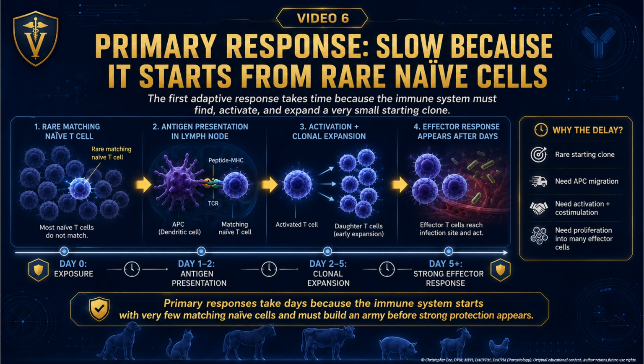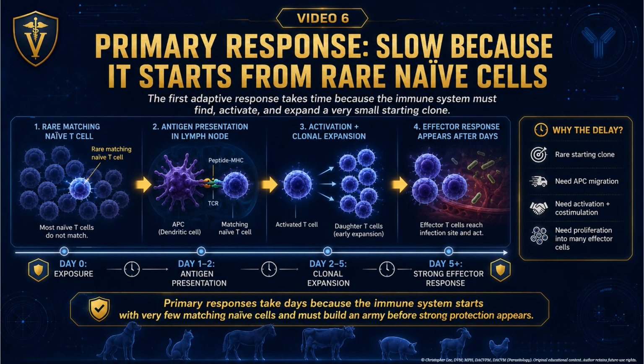Let's begin with primary response. A primary response is what happens when the immune system encounters an antigen for the first time. The problem is not that the immune system is lazy. The problem is that it starts with very few matching naive T cells. First, antigen enters the body. Then antigen-presenting cells capture and process it. Those APCs present peptide MHC complexes to naive T cells, often in the lymph nodes. The vast majority of naive T cells will not match that antigen. Eventually, the rare matching T cell is found.